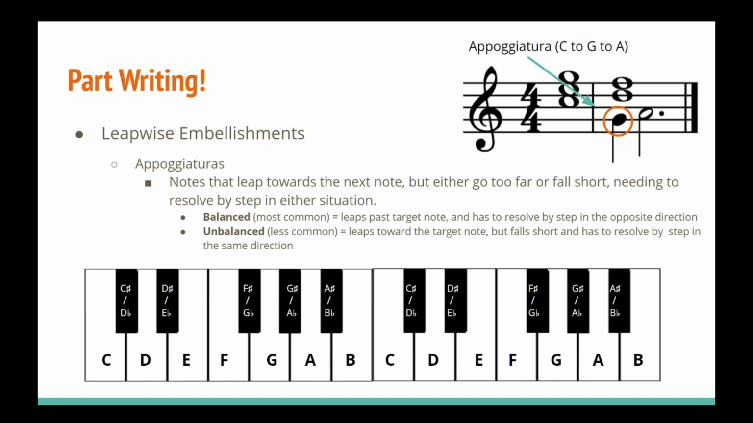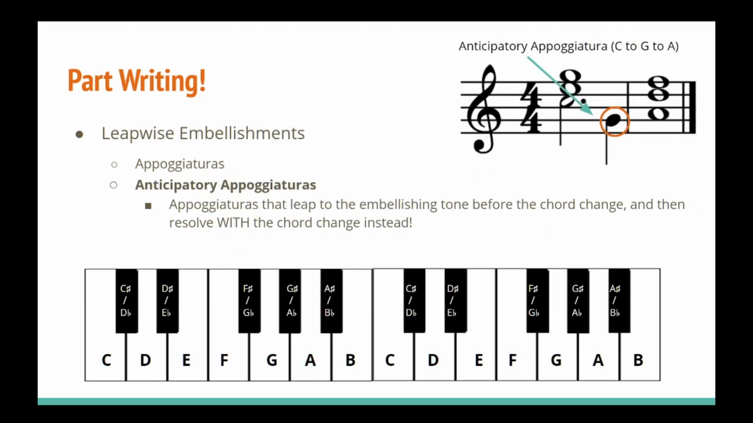In this example, we have a balanced appoggiatura. The C from C major leaps past the A of D minor and hits a G, so it has to resolve by step in the opposite direction to A. A third type of appoggiatura is called the anticipatory appoggiatura, which leaps to the next note before the chords change and doesn't really resolve until the rest of the chord moves with it.